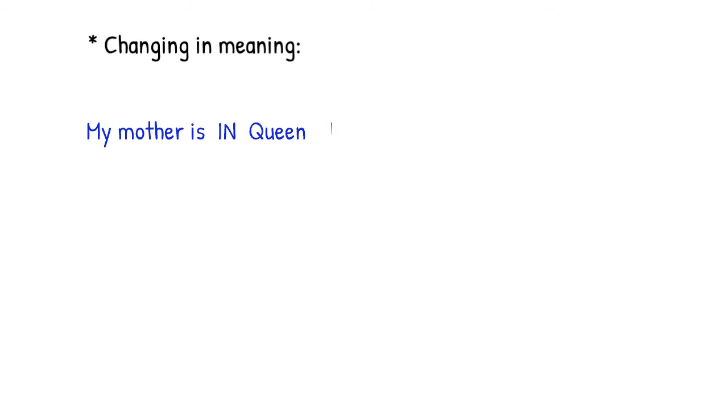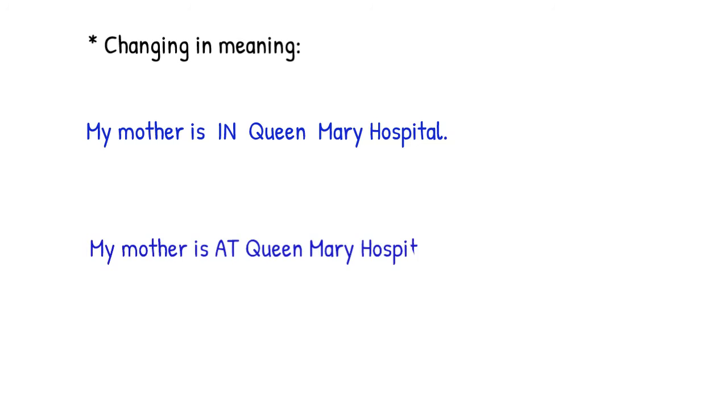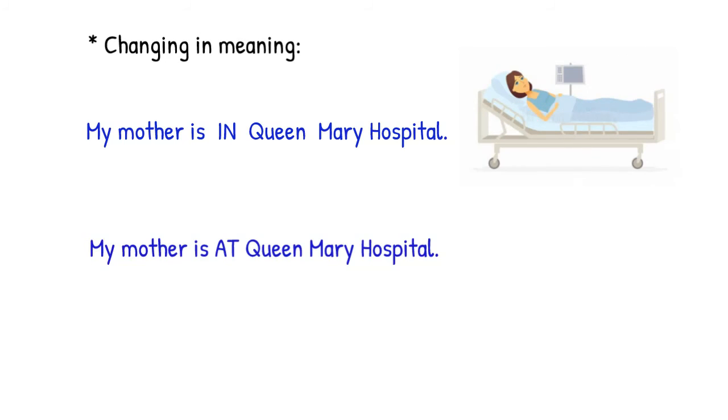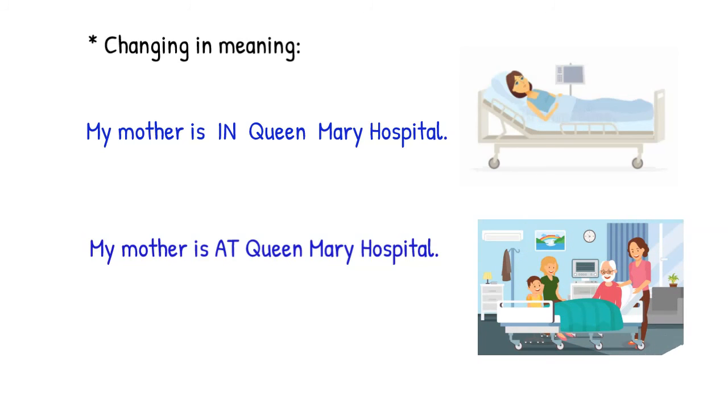There are prepositions that can change the meaning of a sentence. Consider this. My mother is in Queen Mary Hospital. My mother is at Queen Mary Hospital. In this case, it is the choice of preposition which tells the listener or reader if the mother is a patient at the hospital, as in the first example, or just visiting, as in the second example. Okay?